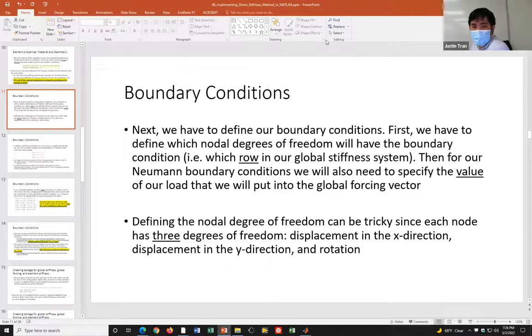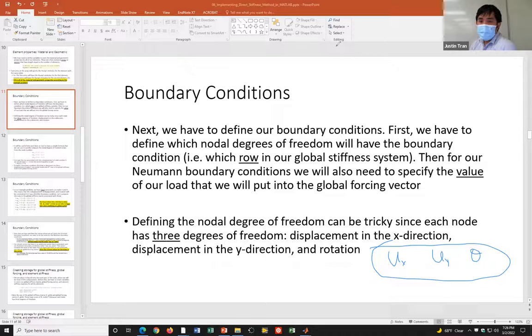This could be a little bit tricky, especially for larger systems, because every node has 3 degrees of freedom, right? For every node, remember, we're solving for a UX, a UY, and also a rotation theta. So every node has these three things, and it makes it a little bit difficult.